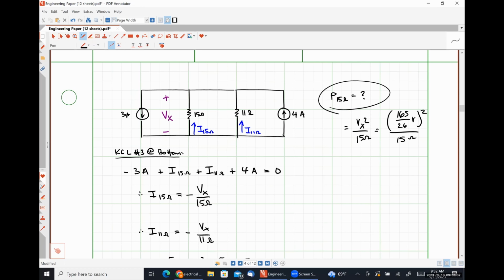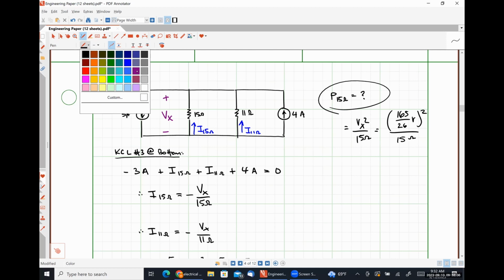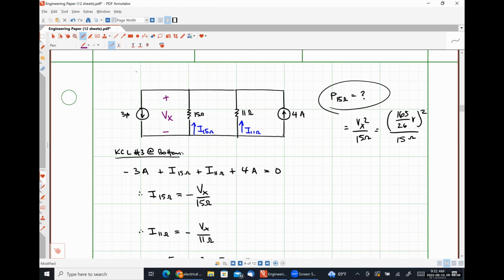Okay, so this voltage Vx is common to every element in this circuit. So every single element has a voltage Vx across it. So I could put Vx here, positive polarity on top. I could also put Vx here, positive polarity on top like so. And the current is flowing into the negative polarity terminal, which means I need a negative sign.